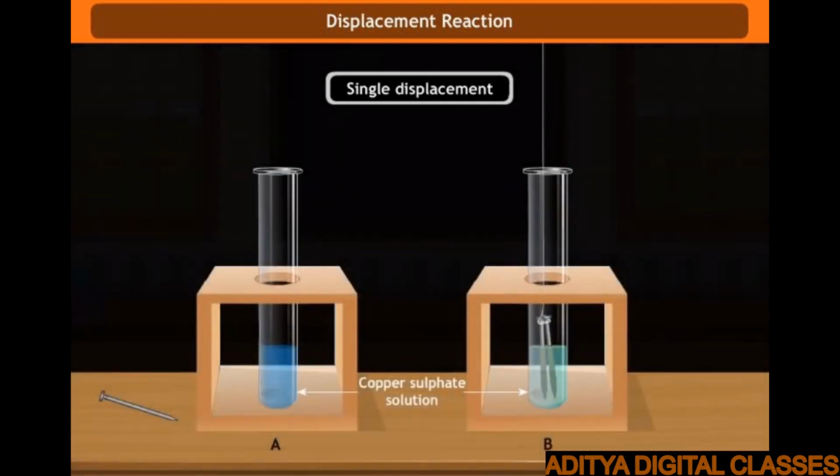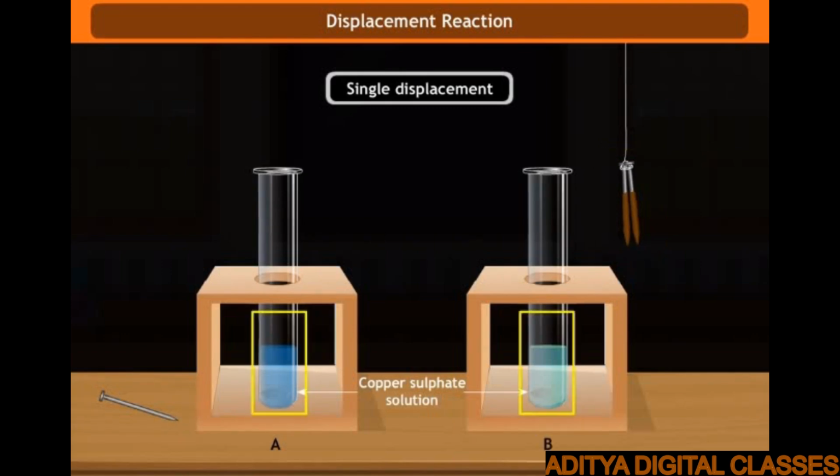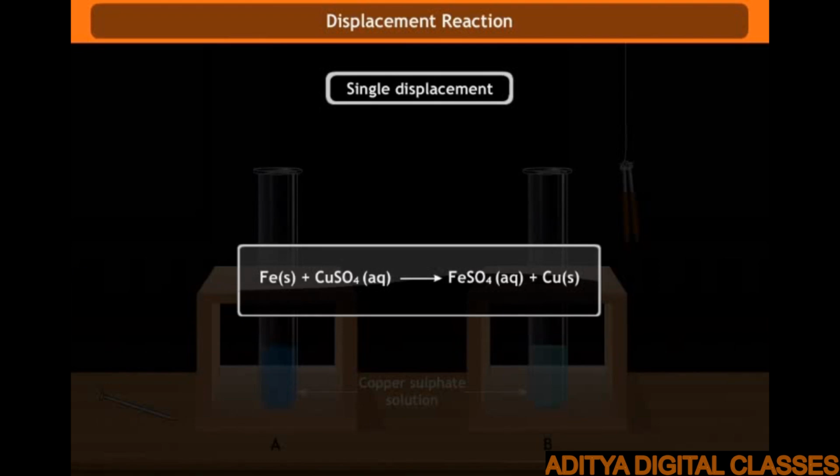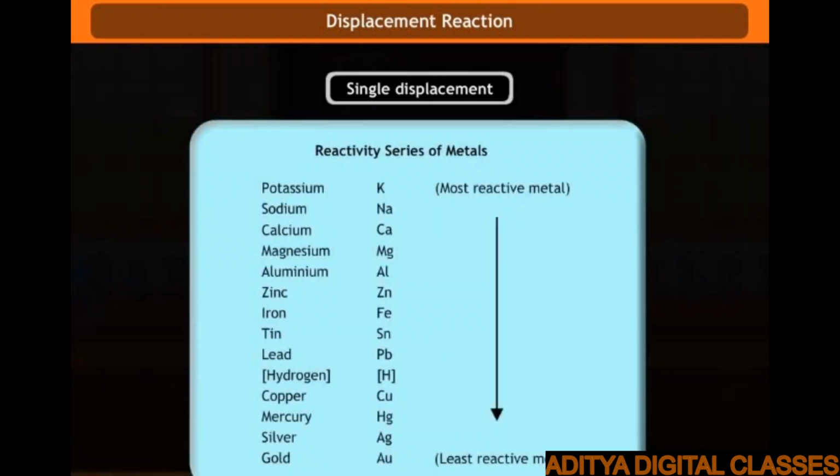After 20 minutes, take out the iron nails from the copper sulfate solution. We observe that the iron nail becomes brownish in color and the blue color of copper sulfate solution gets faded. Iron has displaced or removed another element, copper, from copper sulfate solution. This reaction is known as displacement reaction. The reactivity of metals can be known from the reactivity series, which lists metals in a decreasing order of reactivity.